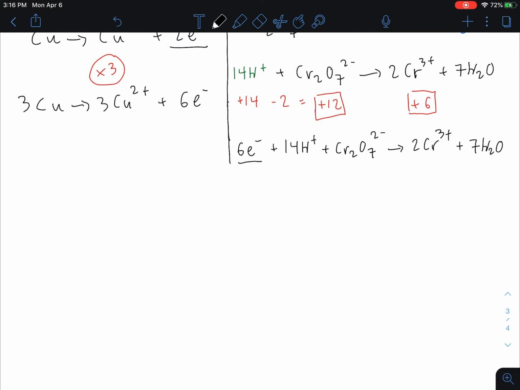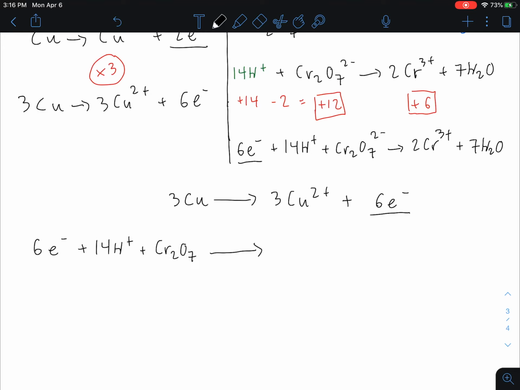Okay, so now I'm ready to put these two half reactions together. So let's do that. 3 copper makes 3 copper 2+ plus 6 electrons. And then here, 6 electrons plus 14 protons plus Cr2O7 2-, the dichromate ion, makes 2 chromium 3+ plus 7 waters.